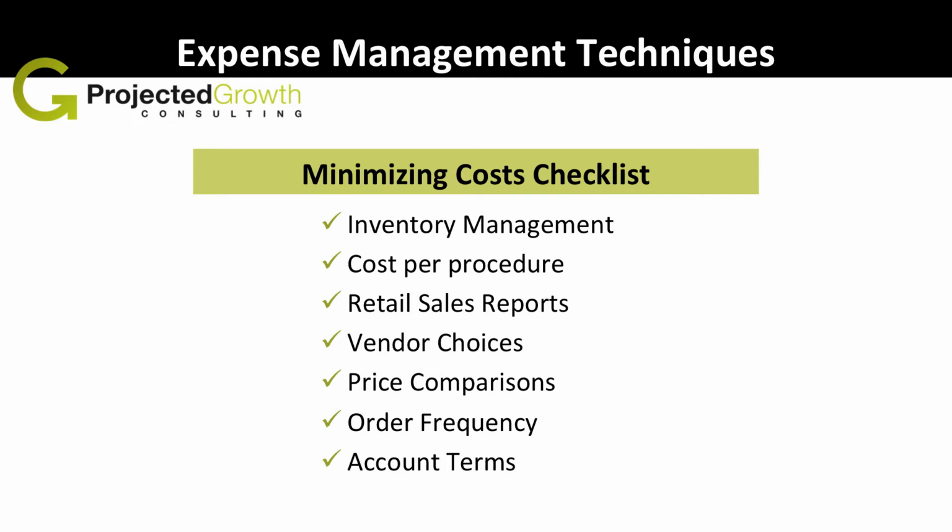And we need to look at how you're ordering. Are you ordering far enough apart to get the quantity discounts and all the rebates that you need? So these are all things that you can quickly assess when you start looking at these numbers.